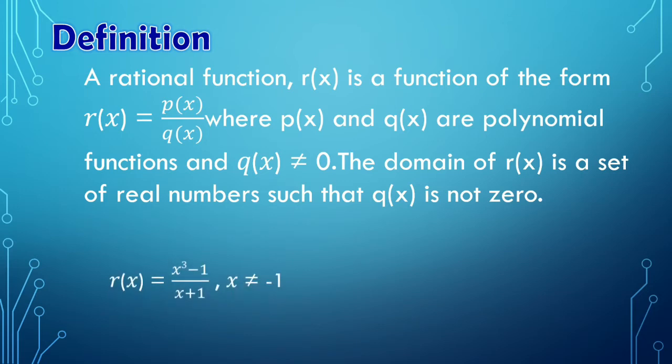Example, r of x equal to x cubed minus 1 over x plus 1, wherein our x should not be equal to negative 1 because it makes our denominator equal to 0. Another example is f of x equal to 1 over x, wherein x should not be equal to 0.